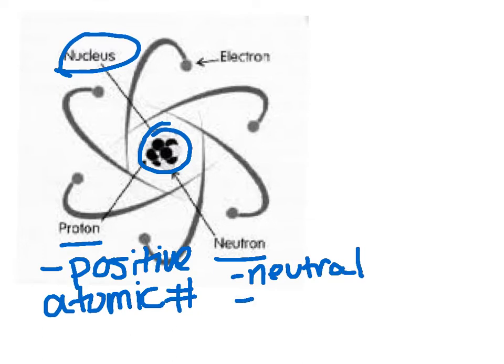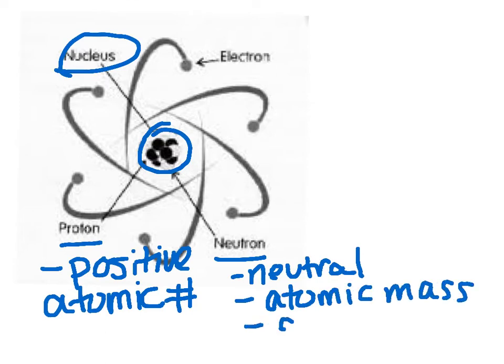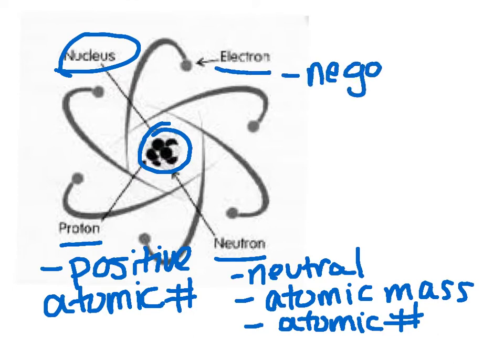To calculate the number of neutrons, you need to know the atomic mass minus the atomic number. And finally, we have the electrons. The electrons are located outside the nucleus, and they go around in orbits or electron clouds. Electrons are negative charge, really have no mass at all, and in a neutral atom, they are the same as the number of protons.